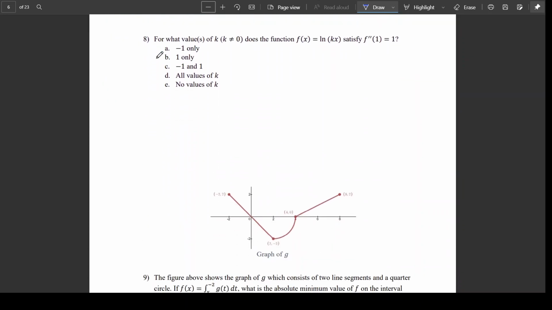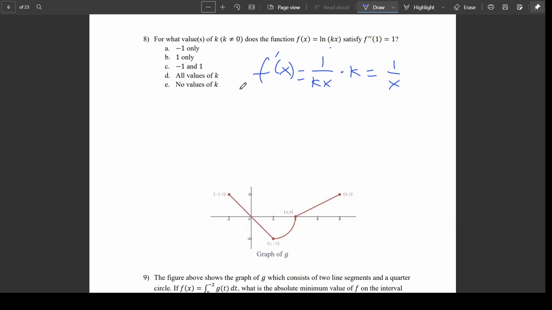Okay. Number 8. For what values of k, where k is not equal to 0, does the function f of x equals the natural log of kx satisfy f double prime of 1 equals 1? Alright, so I think we should start off by finding f double prime of x, right? So we'll start by finding f prime of x, and so it's going to be 1 over kx times the derivative of kx, which is k, and we're just left with 1 over x.